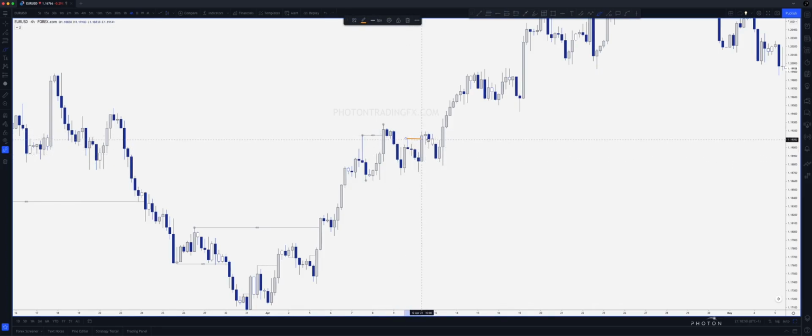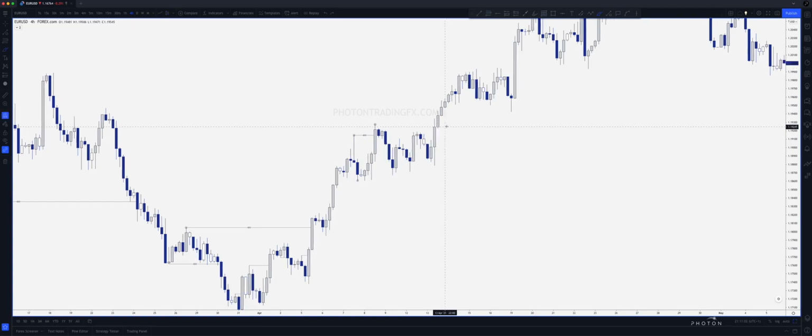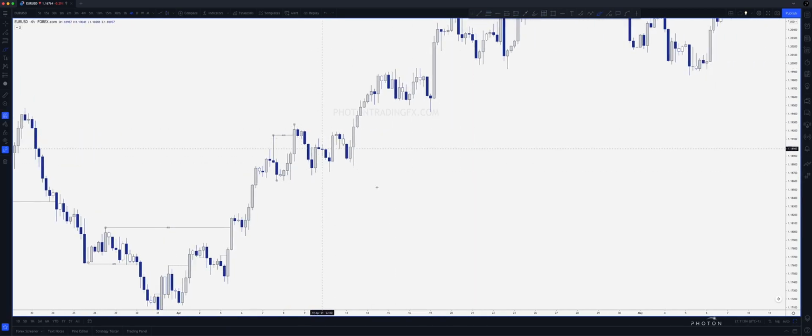So that means we only have a substructure break, okay? So in this case, that does end up essentially being a change of character in a way, because then we get that internal pullback again, and then we end up actually getting that swing structure break. So let's go over that. Remember what we looked at in the previous video in the theory: you'll get a swing movement up, and then you'll get that substructure pullback.